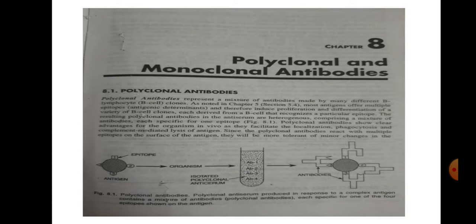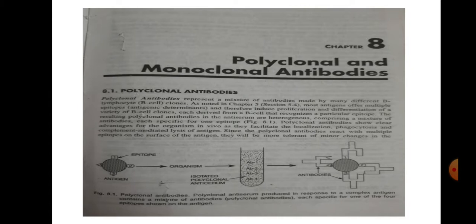While studying antigen and its structure, we have come across the structure of antigen containing epitopes on the surface of the antigen. These epitopes are also known as antigenic determinants, and these determinants induce proliferation and differentiation of a variety of B cell clones, each derived from a B cell that recognizes a particular epitope. The resulting polyclonal antibodies in the antisera are heterogeneous, comprising a mixture of antibodies, each specific for one epitope.